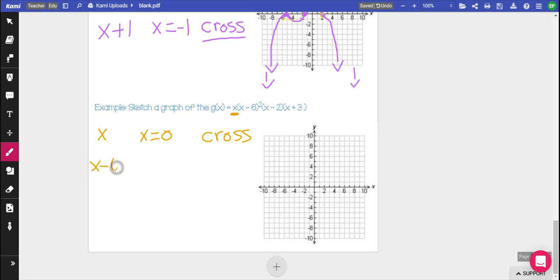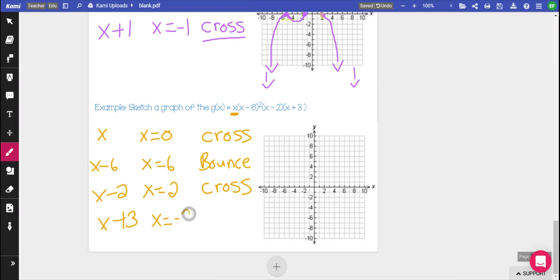The x minus 6 factor has a root of 6, and because the multiplicity is 2, that means that it's going to bounce. The x minus 2 factor has a root of positive 2. Multiplicity is 1, which means it's going to again cross. And the x plus 3 factor has a root of negative 3. Again, multiplicity is 1, so we're going to have a cross.